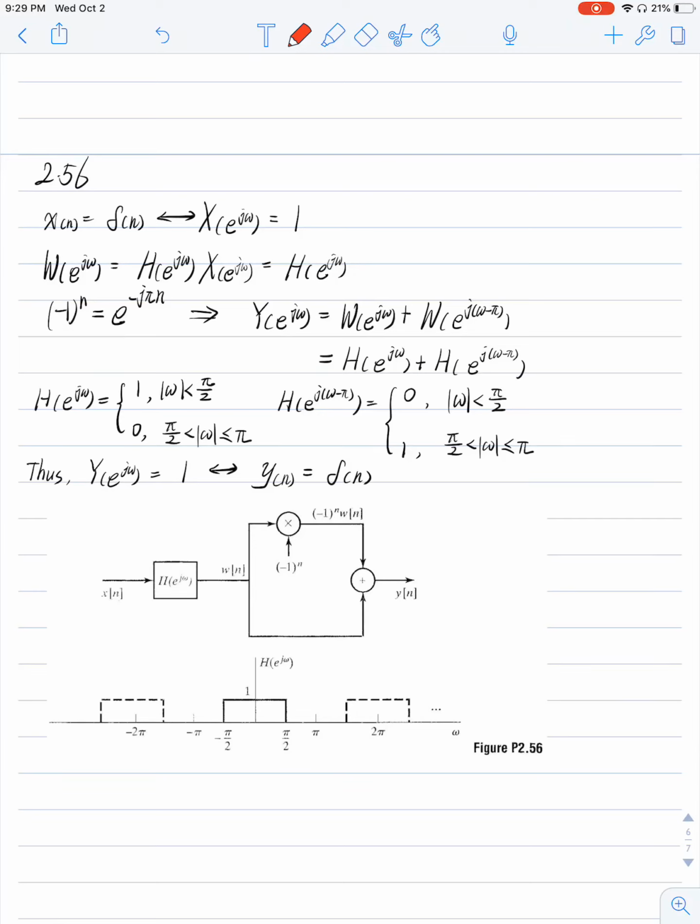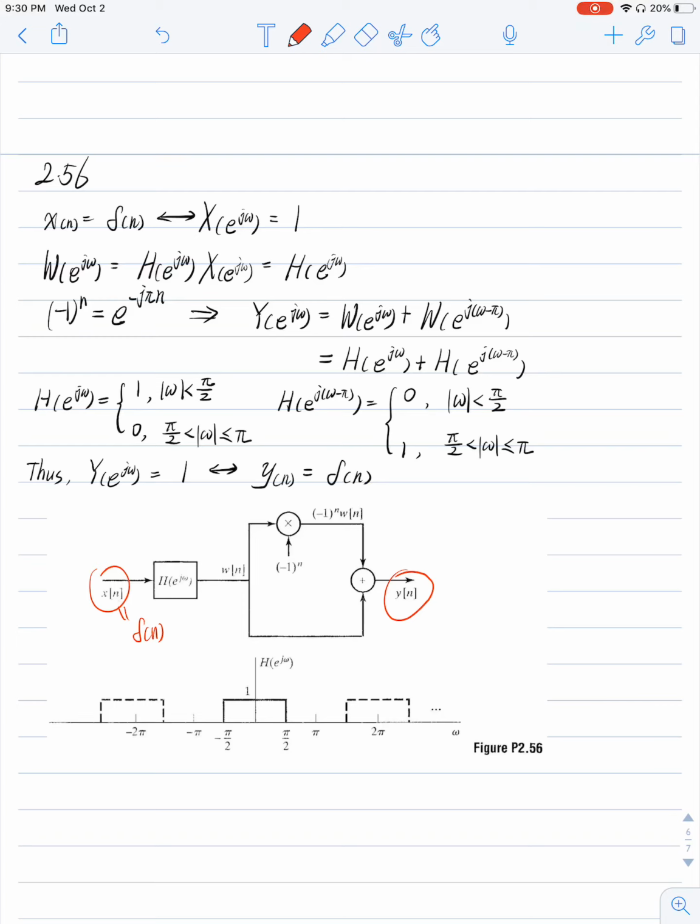This is easy digital signal processing homework for problem 2.56. For the system in figure P2.56, determine the output y[n] when the input x[n] equals delta[n], and H(e^jω) is an ideal low-pass filter as indicated.